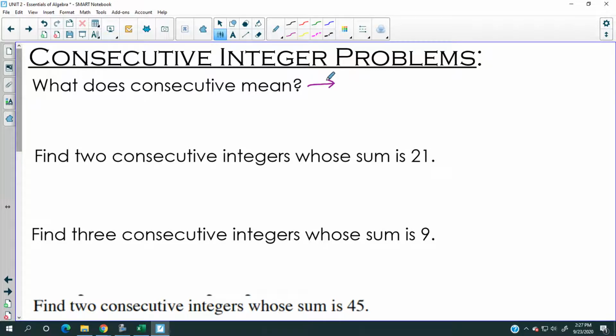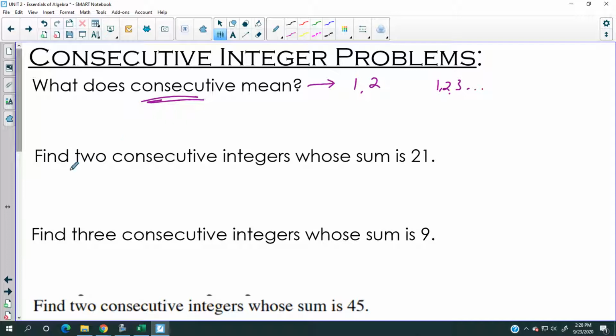What does consecutive mean? It means one right after another. So for example, could you give me two consecutive numbers? 1 and 2. Could you give me three consecutive numbers? 1, 2, and 3, meaning one right after another, in increments of 1. So 1 more than 1 is 2, 1 more than 2 is 3. That's what consecutive means.